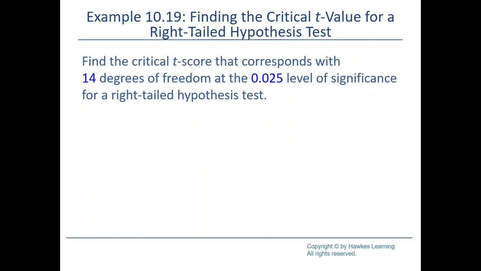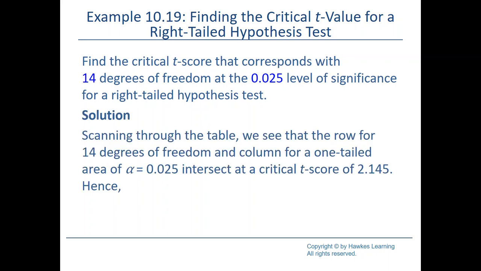So let's take a peek at this, and again, I'm going to show you how to do it with the calculator, and I'm going to show you how to do it with the chart. Find the critical t-score that corresponds with 14 degrees of freedom at the 0.025 level of significance for a right tail hypothesis test.